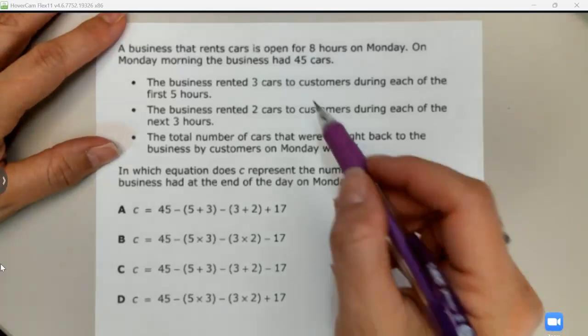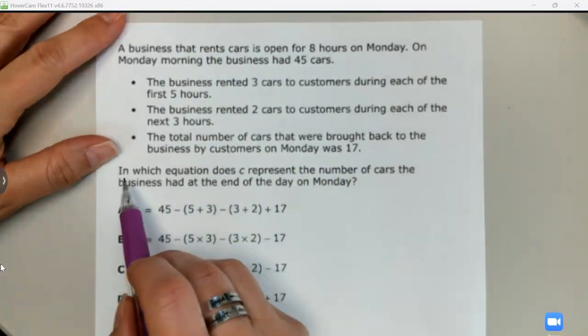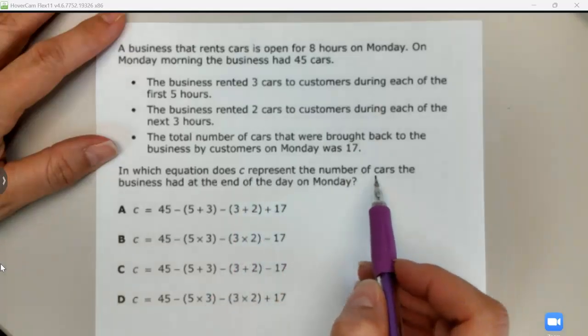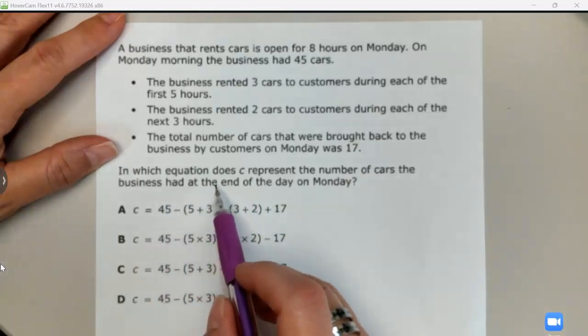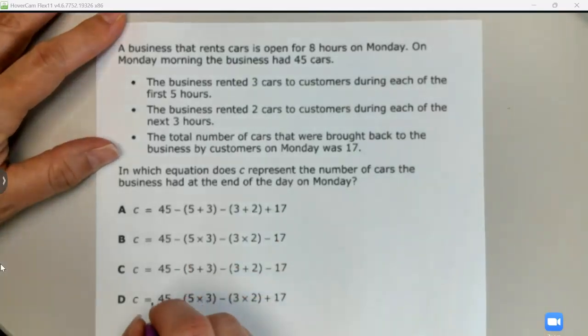Look at a question that has a verbal scenario and equations. Let's look at our question. In which equation does C represent the number of cars the business had at the end of the day on Monday? So let's rewrite that.